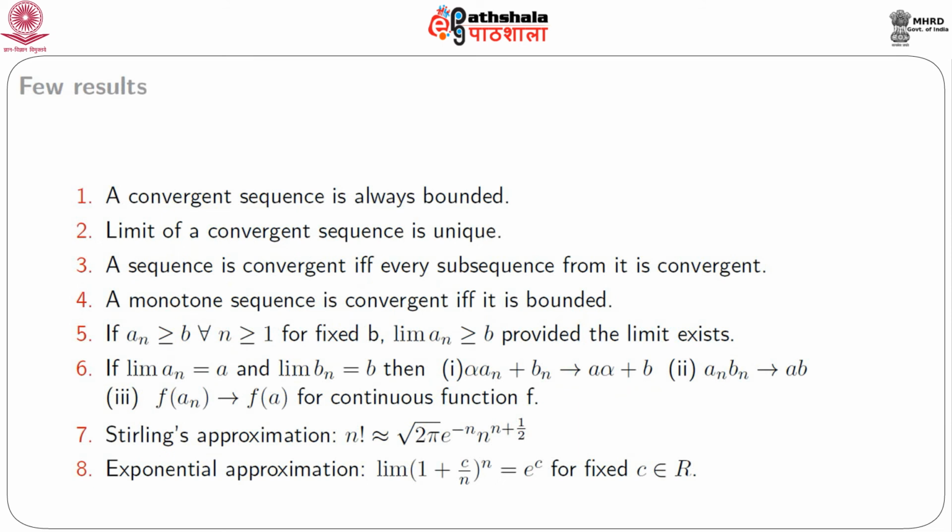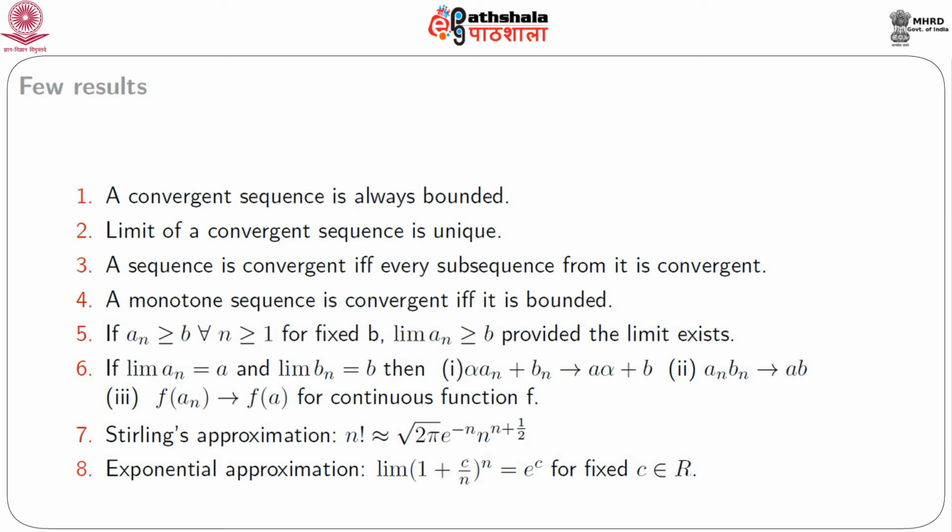So, let us discuss a few results regarding convergence of sequences. First one is, a convergent sequence is always bounded. Second one is, the limit of a convergent sequence is unique. A sequence is convergent if and only if every subsequence from it is convergent. A monotone sequence is convergent if and only if it is bounded. This is the well-known monotone convergence theorem for sequences.